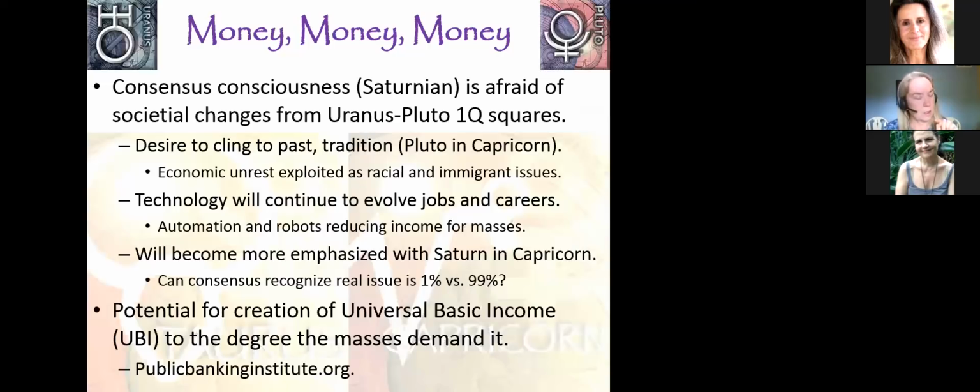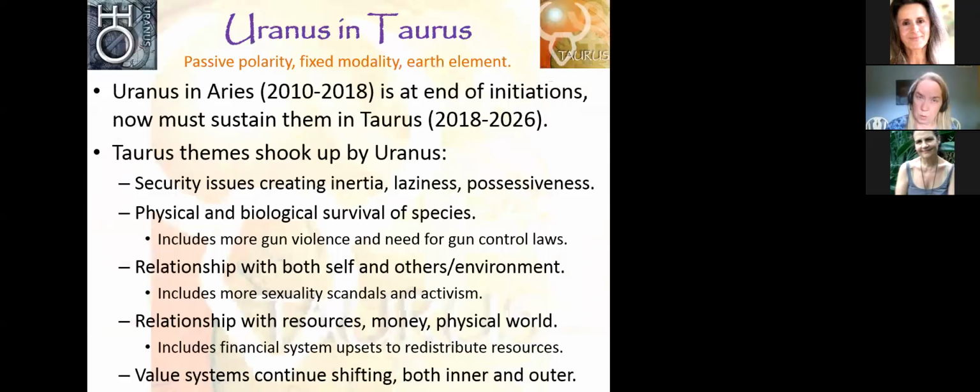I sincerely hope that we are going to see these biseptile aspects create what religion would call the debt jubilees, which would have a wiping out of debt and more equitable distribution of resources. So Uranus and Taurus is also going to be a part of jump-starting this.